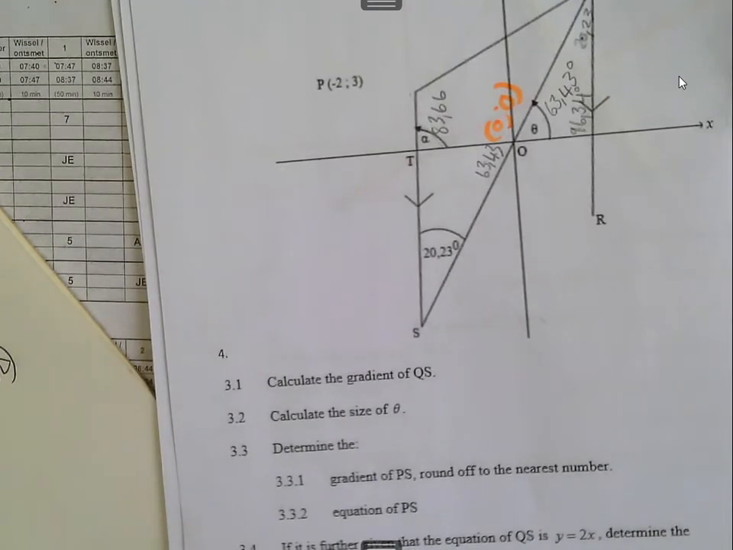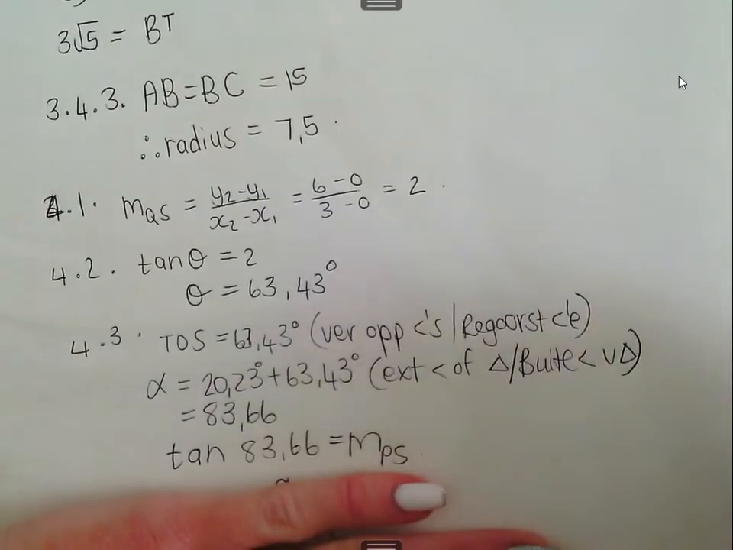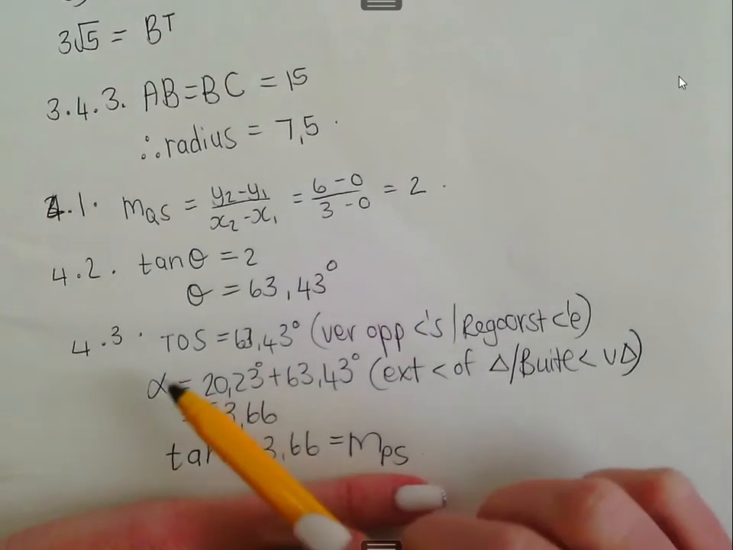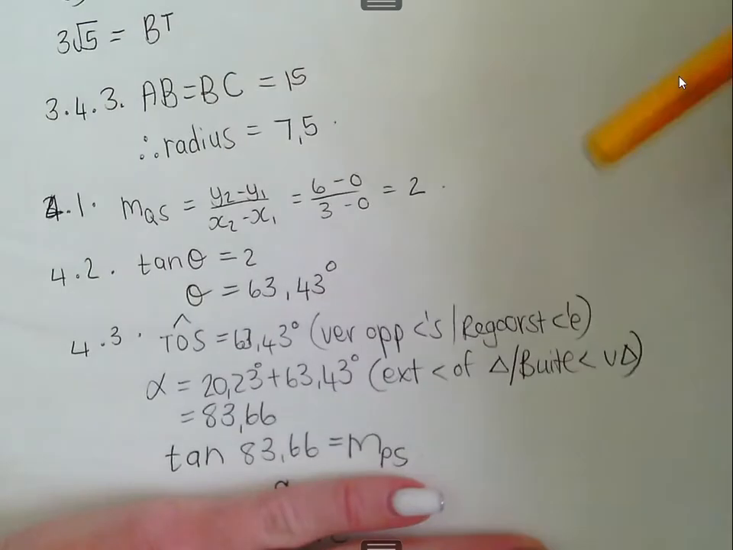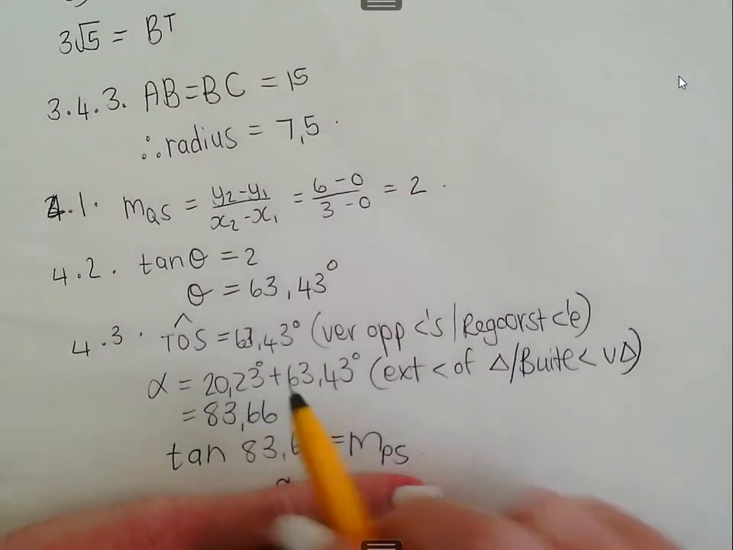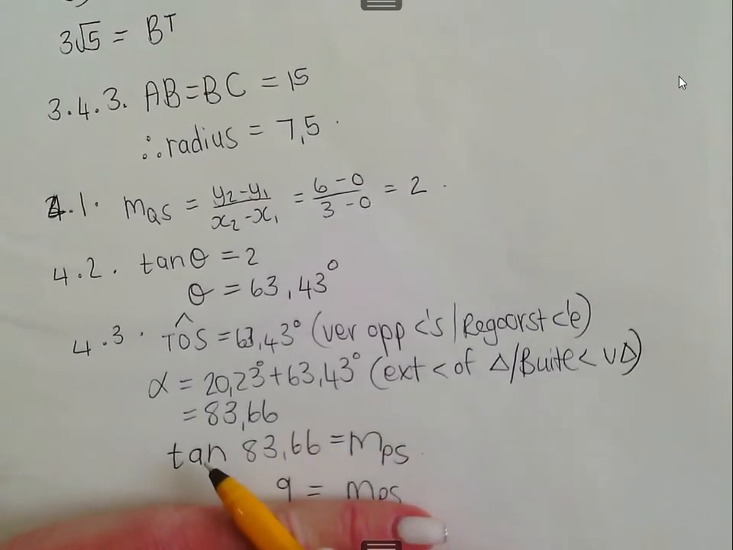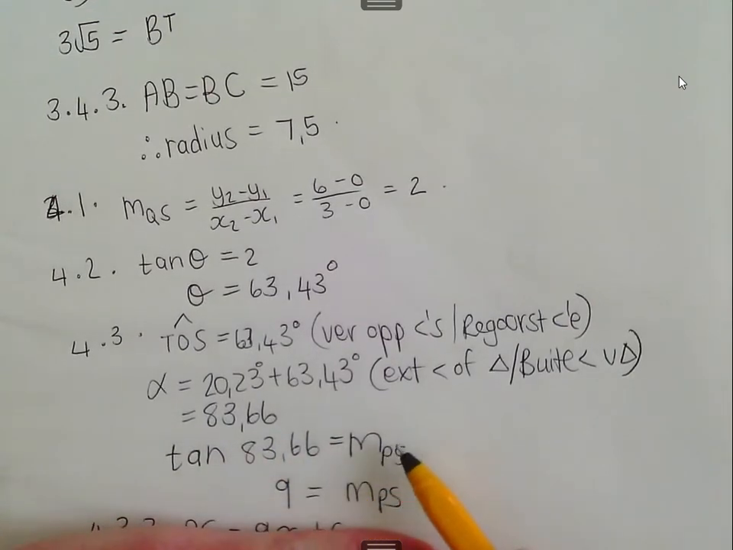Are you all done? Okay. So I use that one that I told you about. I said that angle TOS, that one right there, is equal to 63,43 with vertically opposite angles. And then I said if I add those two, I get 83,66 because it's the exterior angle of a triangle. Then remember what we're actually busy with is we're trying to find the gradient of PS. So now I have alpha, so I can say the tan of 83,66 will give me the gradient of PS, and therefore the gradient of PS will be equal to 9.